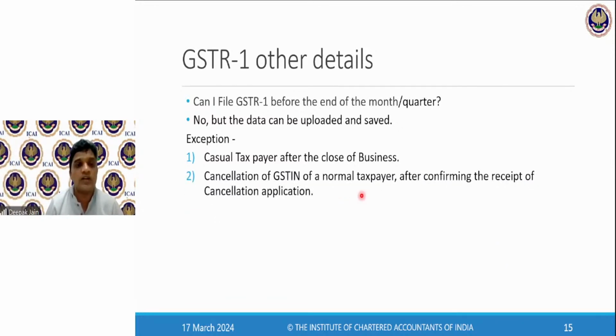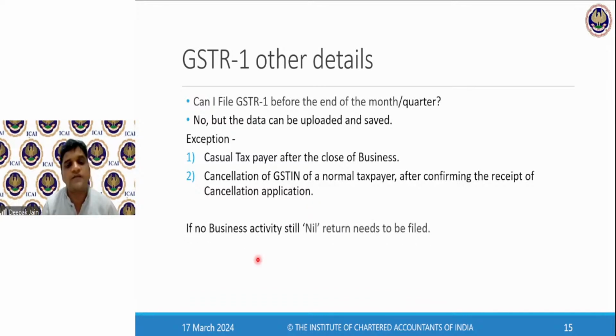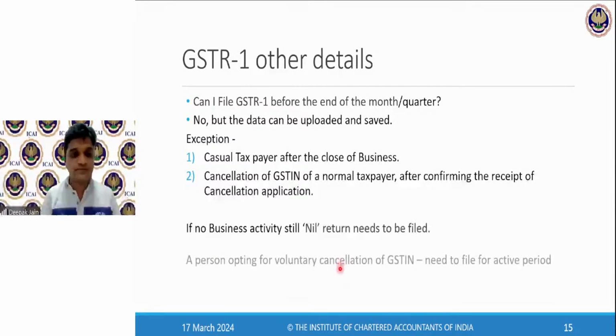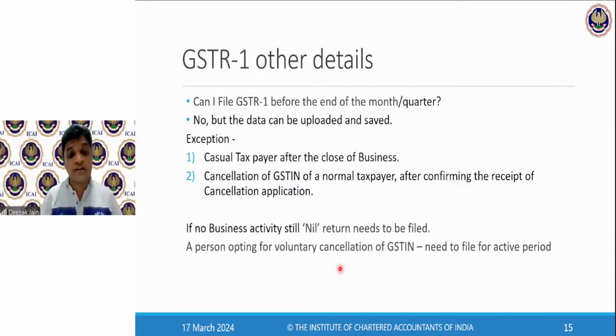Then people who are under cancellation of GST of a normal taxpayer, after confirming the receipt of the cancellation application, will file the GSTR-1 return for the part month also. They don't have to wait for the whole month to get completed. And if no business activity is there, nil returns still have to be filed. That is what GSTR-1 says: if you don't have business, report it saying that you don't have any business, and file nil GSTR-1.